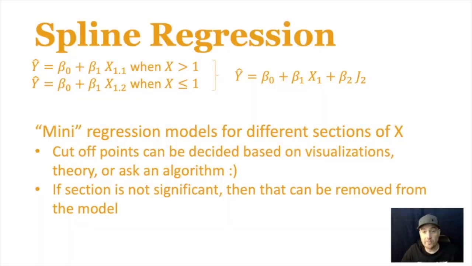And now spline regression. This is a fun one because basically what it does is it chops up your data into little bite-sized pieces and fits a linear model to each piece. So it's just like having mini regression models for different sections of your X variable, your predictor. Now the cutoff points can be decided based on visualizations, theory, or you can have an algorithm make that decision. If the section is not significant, then that can be removed from the model, that section.